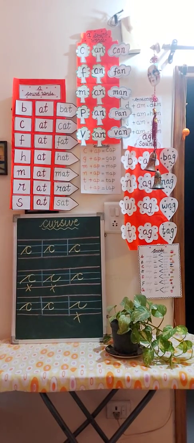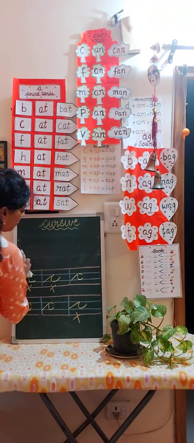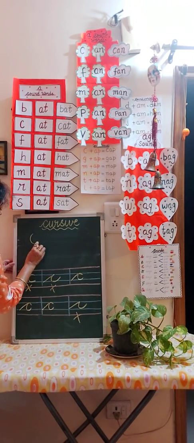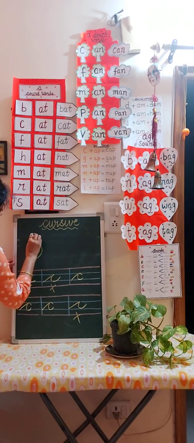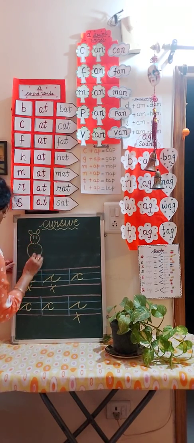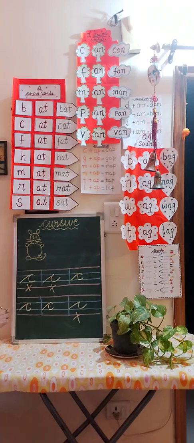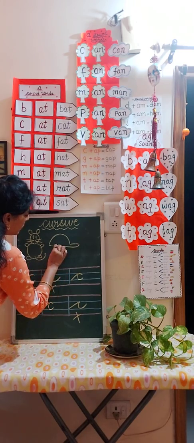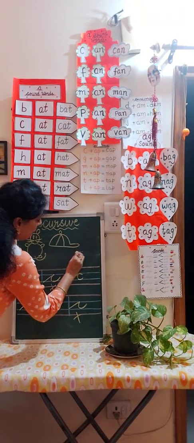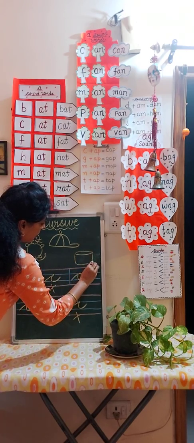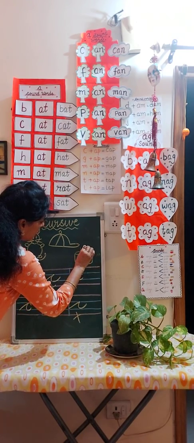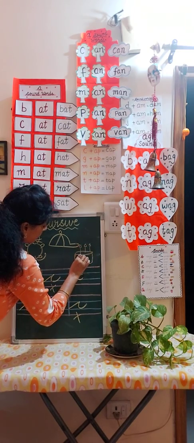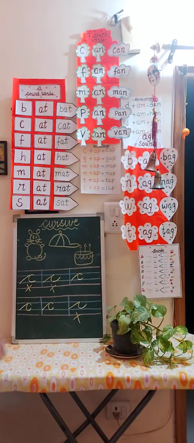Now what pictures can we draw with C? With C we can draw cat. Very easy to draw. Cat. With C we can draw cap. And with C we can draw yummy cake. We can draw cat, cap and cake.